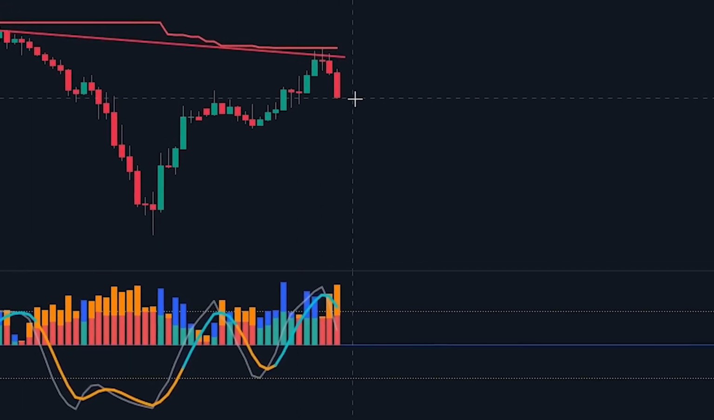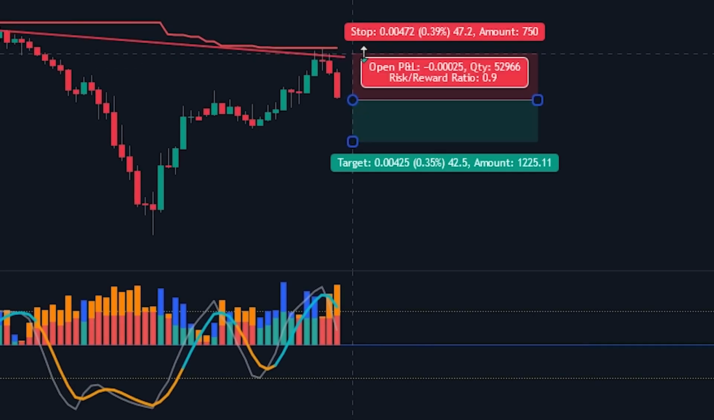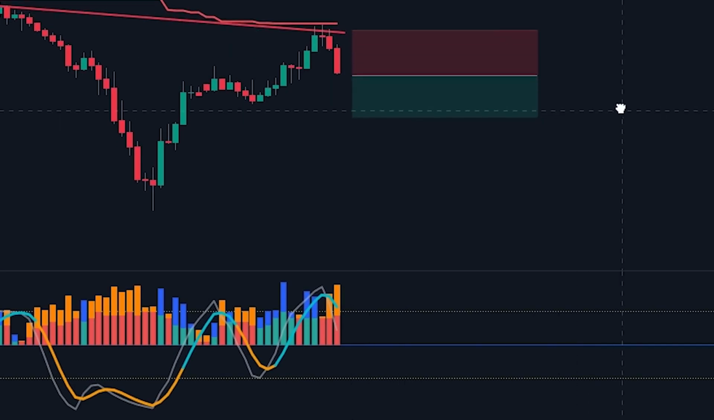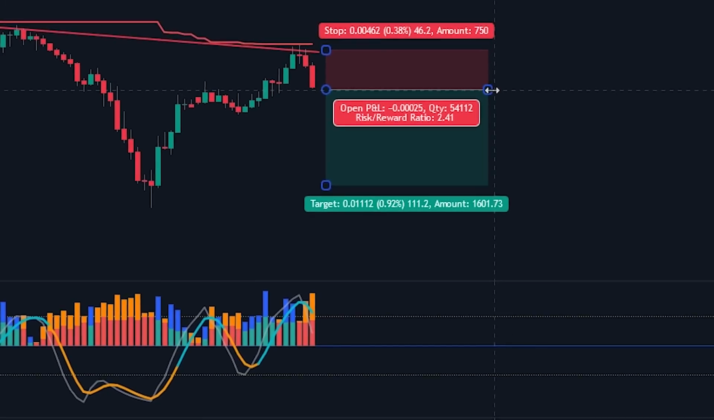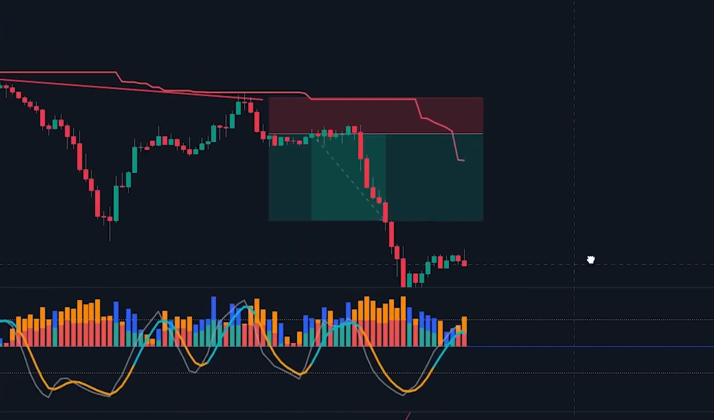We'll be placing the stop loss at the recent swing high. For the take profit, we'll be targeting a recent swing low, aiming for a risk-to-reward ratio of at least 2. Now let's see how the trade plays out.